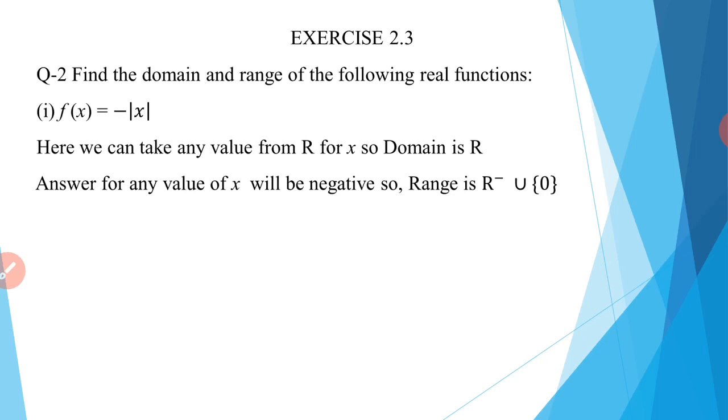If you are taking any value of x from R, then your answer will be negative, because here −|x| is given. Modulus x always gives a positive value, but ahead of the modulus there is a negative sign, so the answer will be negative, and this will never attain a positive number. So here the range is (−∞, 0].